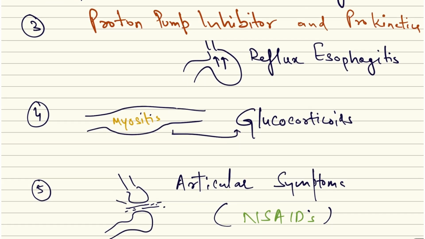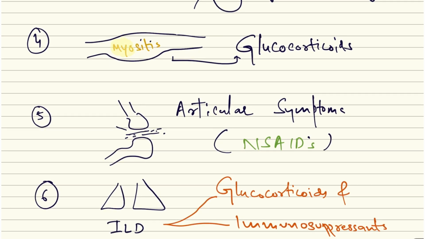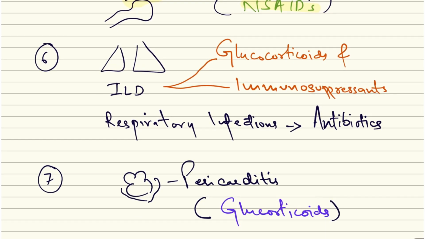Then we can also treat the reflux esophagitis with drugs like proton pump inhibitors and prokinetics. Also, these patients have a lot of muscle pain that causes myositis, and to relieve the pain in the muscle we can give drugs like glucocorticoids. Also, they have articular symptoms around the joints, and to relieve their symptoms we will give drugs like non-steroidal anti-inflammatory drugs. Also, as we know, in their lungs they suffer from interstitial lung disease, and to treat it we give drugs like glucocorticoids and immunosuppressants.